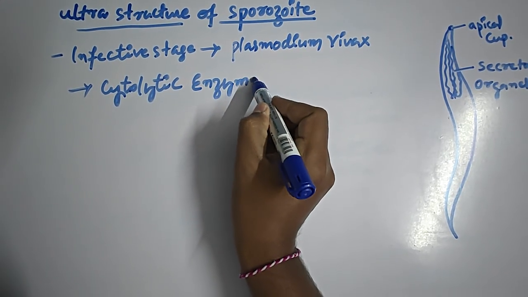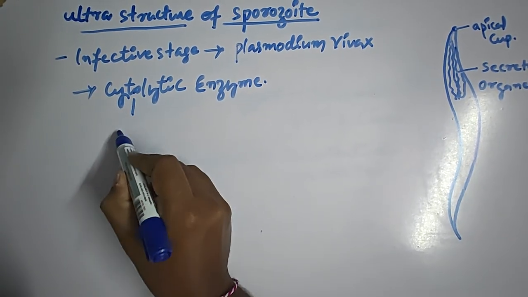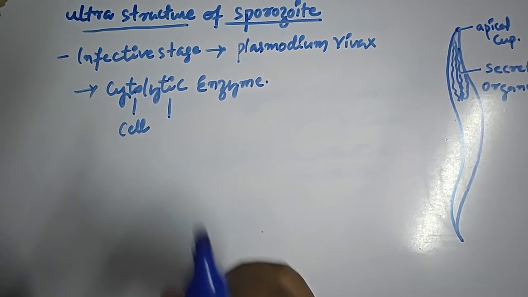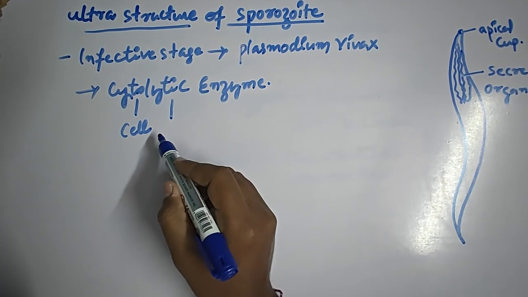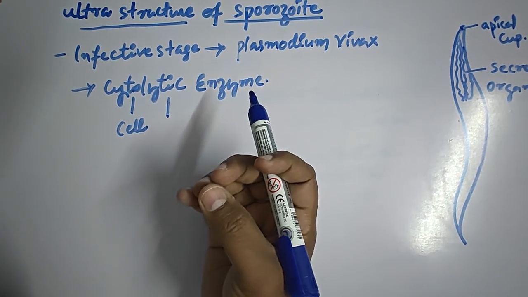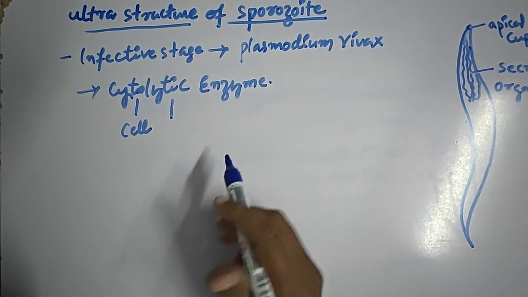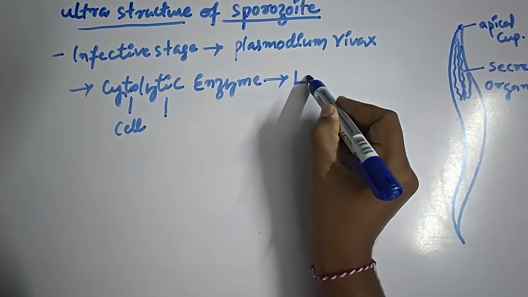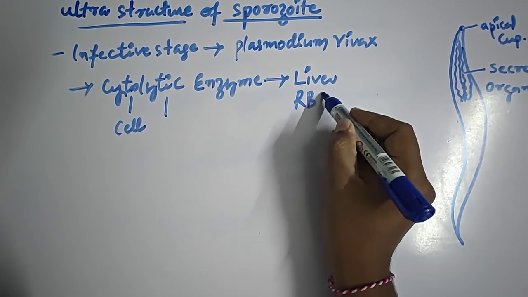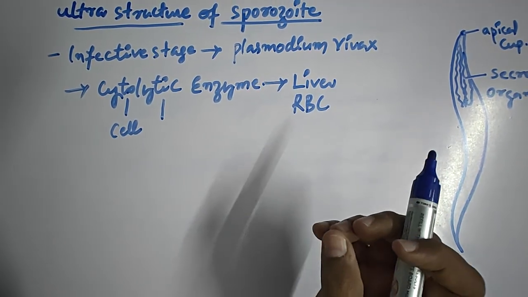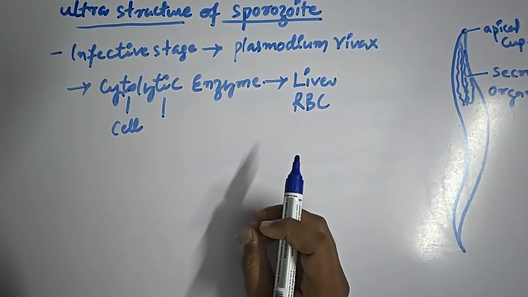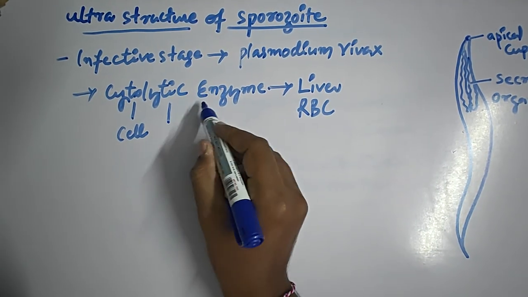So what is a cytolytic enzyme? Cyto means cell, and lysis means it breaks. It breaks and enters into the liver cell. Majorly it attacks the liver cells and the RBC cells. To enter into the liver cells and the RBC cells, this cytolytic enzyme is useful.